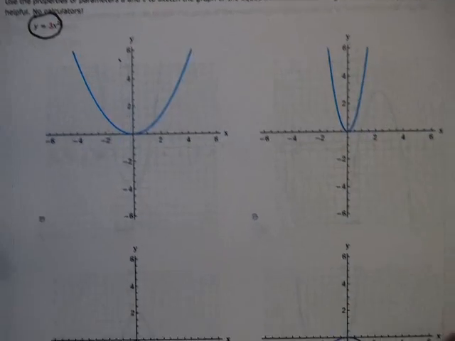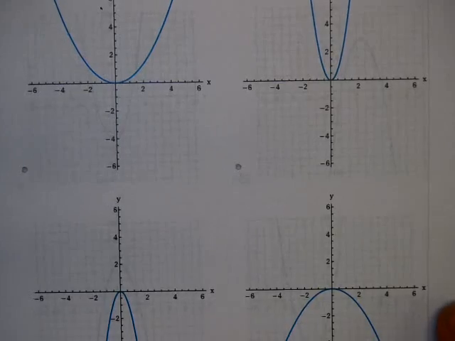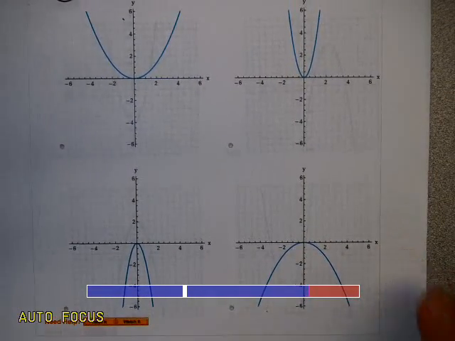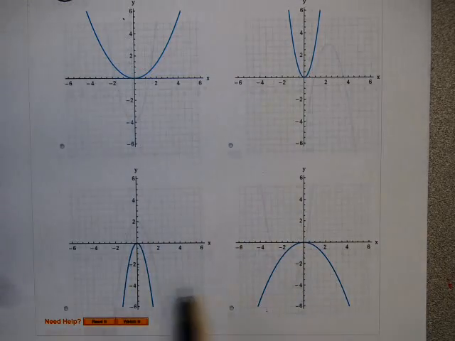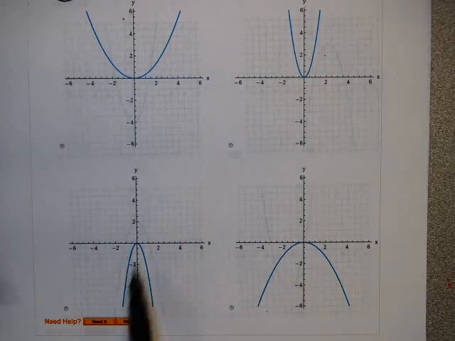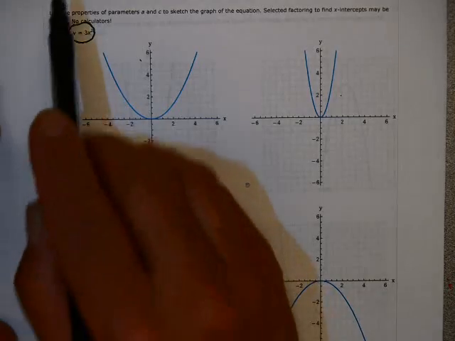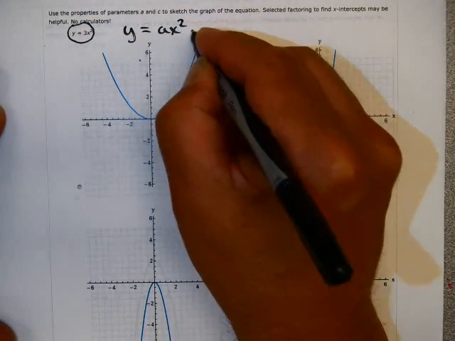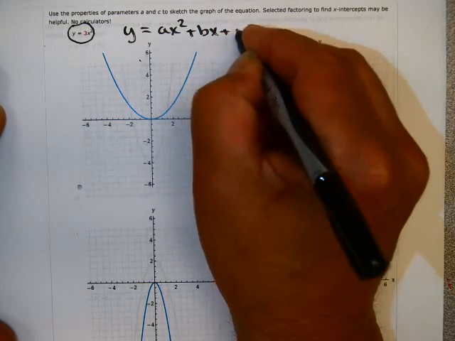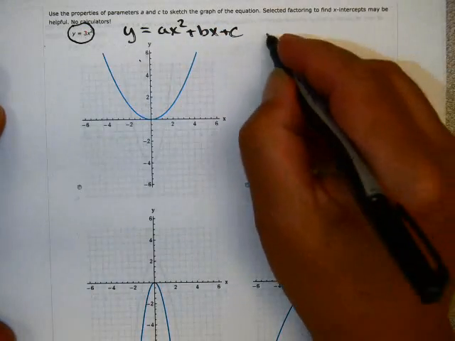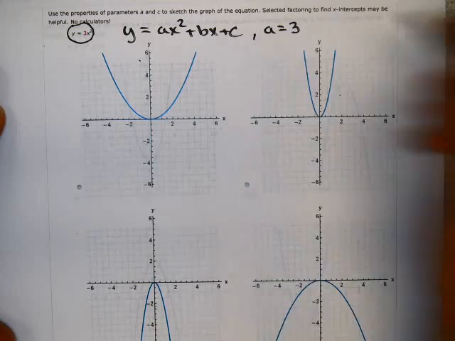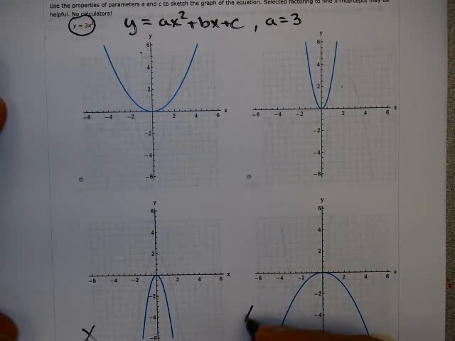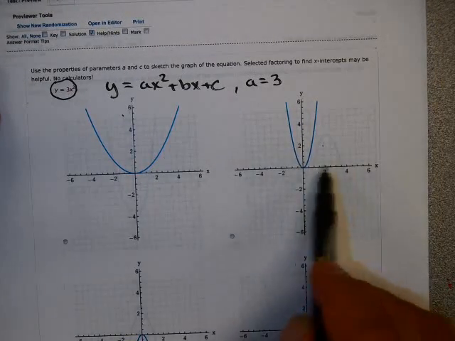Well, let's look at my possibilities. Well, here I have 4 possibilities, right? I have these two, and you'll notice that these two point up and these two point down. What is, in my quadratic equation, ax squared plus bx plus c, what is a here? A is equal to 3, and you'll notice that that is positive. So you know it's not this one, and it's not this one, so it has to be one of these.